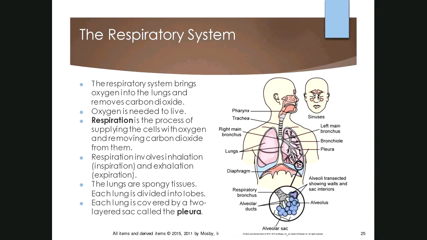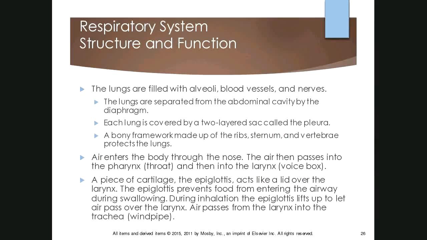The lungs are spongy tissues, and each lung is then divided into lobes, and then each lung is covered by a two-layered sac called the pleura, and that has some lubricant in there to help the ease as we expand our lungs. So the functional unit of the lung is called the alveoli, and this is where the blood gas exchange goes on, but there's also blood vessels and nerves there.